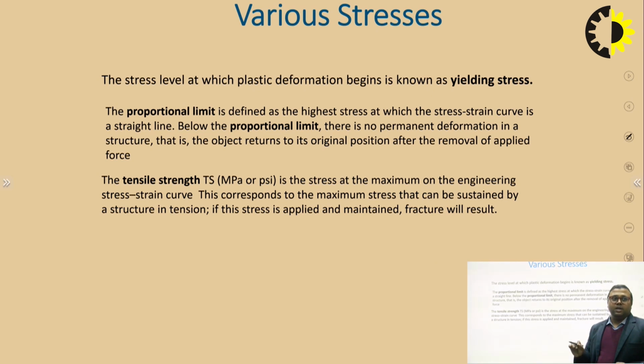So every material has some tensile strength, and this tensile strength is actually the stress. At the maximum value of the engineering stress strain curve diagram, we can find out the tensile stress. And this tensile stress corresponds to the maximum stress that a particular structure sustains when a tensile force is applied to it. So if this stress is applied and maintained, then obviously fracture will result.